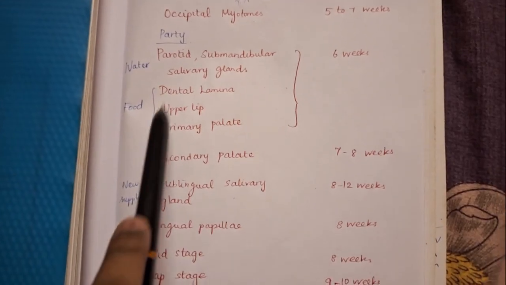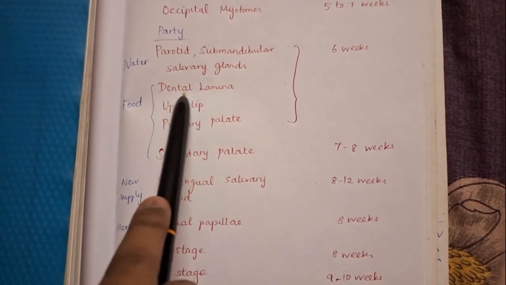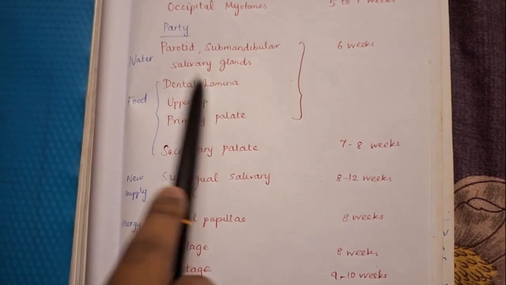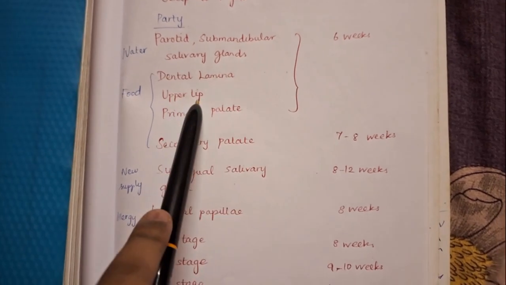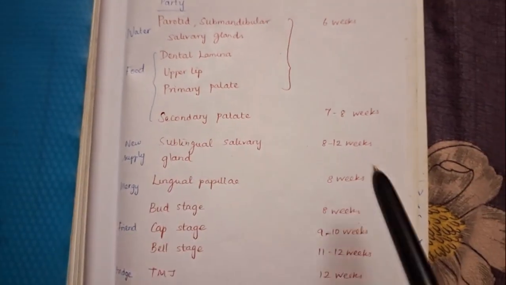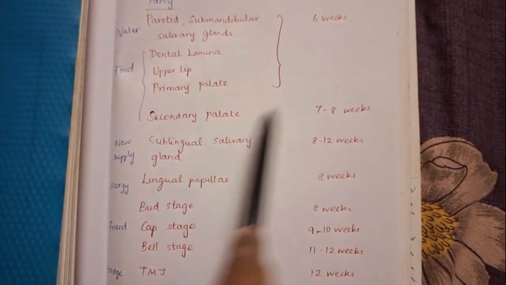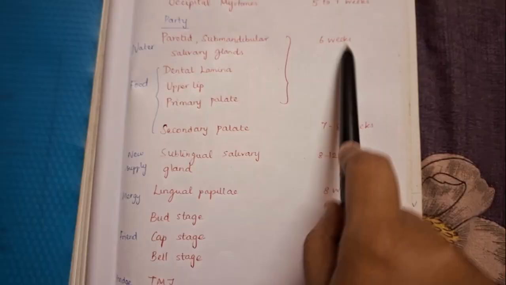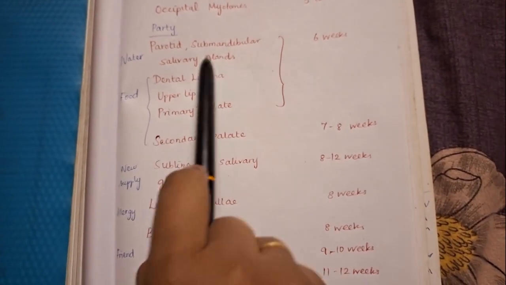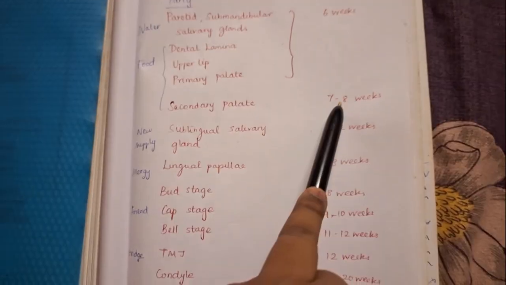For eating food we need teeth. Dental lamina is a structure which then forms into a tooth, so for tooth you can remember dental lamina. We need upper lip, then a palate, the primary palate. First the primary palate is getting formed, then the secondary palate at 7 to 8 weeks. So at 6 weeks all these, for drinking water as well as for food, are getting formed. Secondary palate at 7 to 8 weeks.